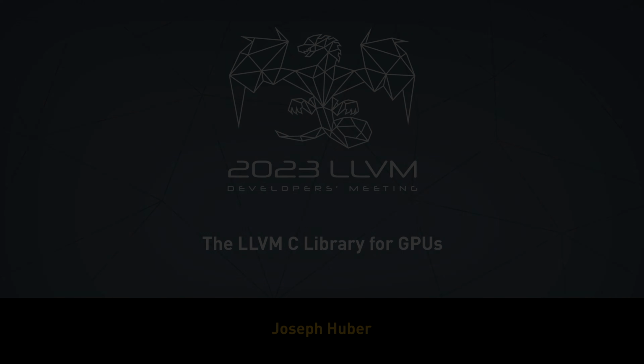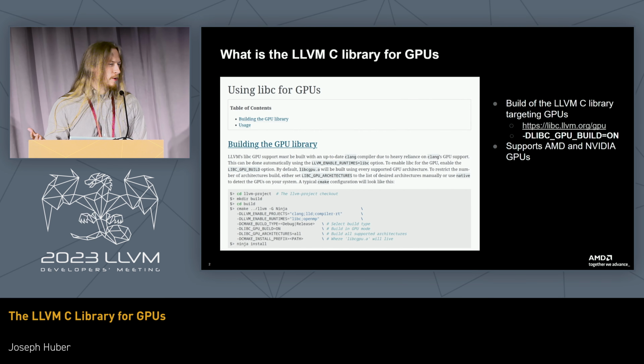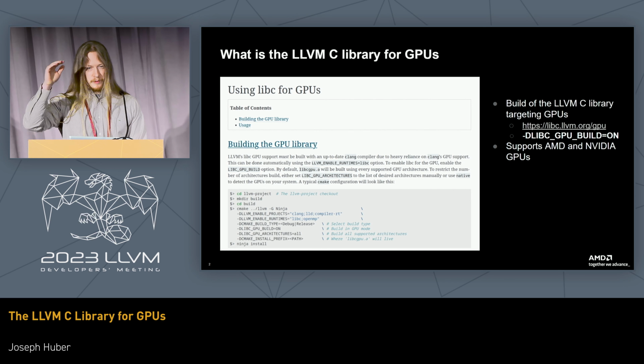I work at AMD, and I'm going to talk about the project I've been working on recently, which is the LLVM C library for GPUs. So what is this thing? It's pretty much exactly what it says in the title. It's a build of the LLVM C library that's targeting GPUs. There's some documentation online that goes in a bit more depth, but I probably need to add some more.